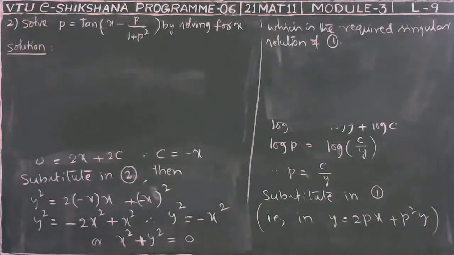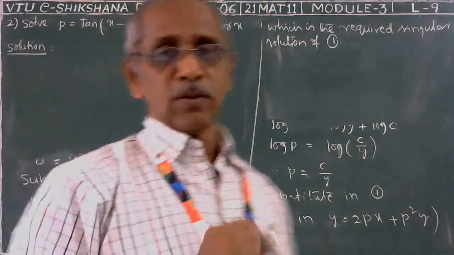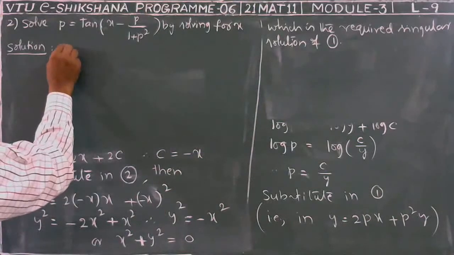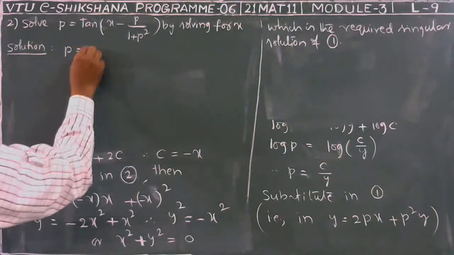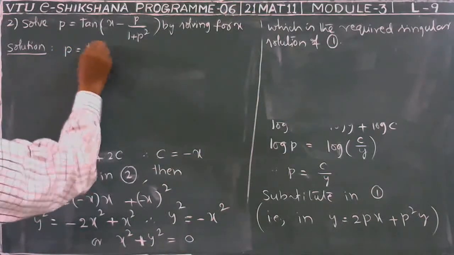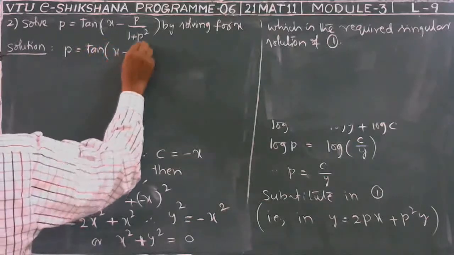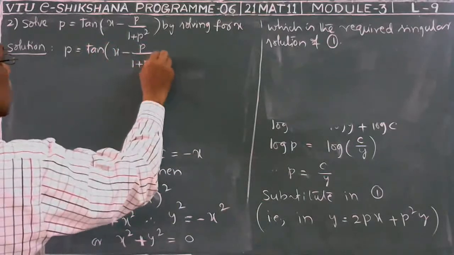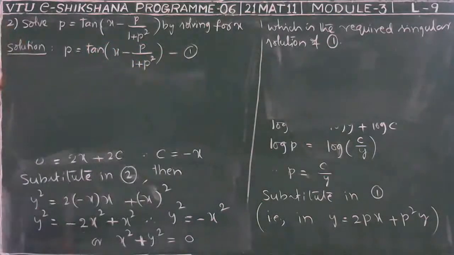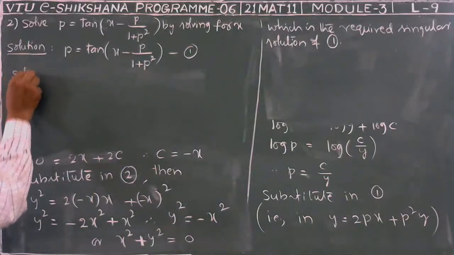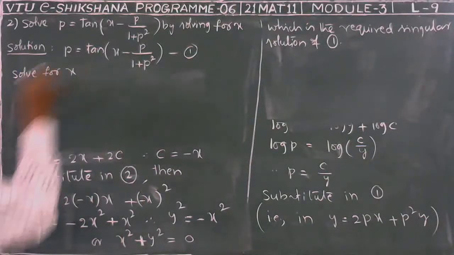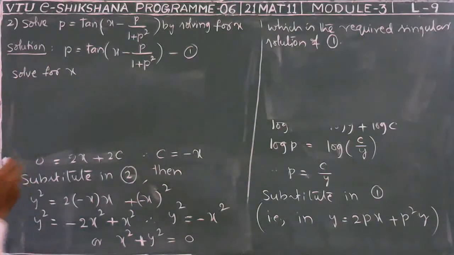The solution. We need to find only the general solution, not the singular solution, as per the problem statement. So the given differential equation is p = tan(x − p/(1 + p²)). Let me solve for x.